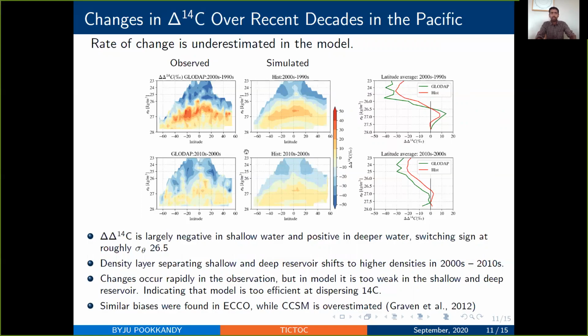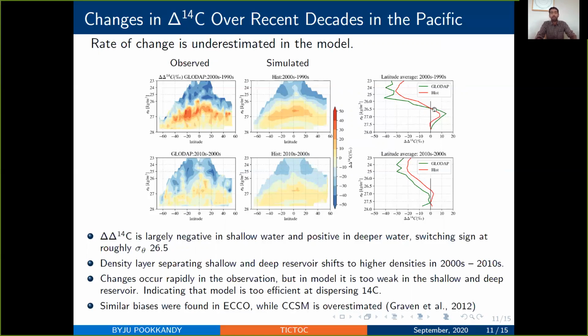So the change in delta C14 is largely negative in shallow water and positive in deep water, switching sign at roughly sigma theta 26.5. In the tropics, the change in C14 switched from negative to positive at slightly lower densities of 26, while in the high latitudes, the negative changes occurred in denser layers of sigma theta 27 that are exposed to the surface. Similar biases in the 2000s and 1990s were found in a study by Graven et al., while the CCSM overestimated.